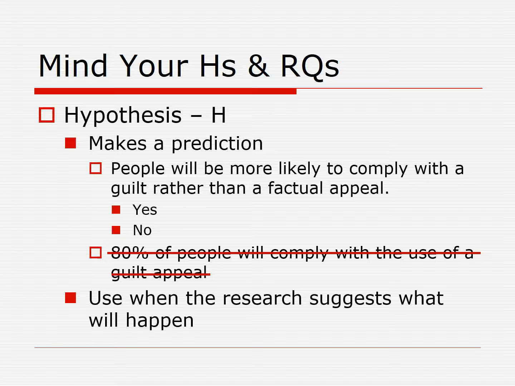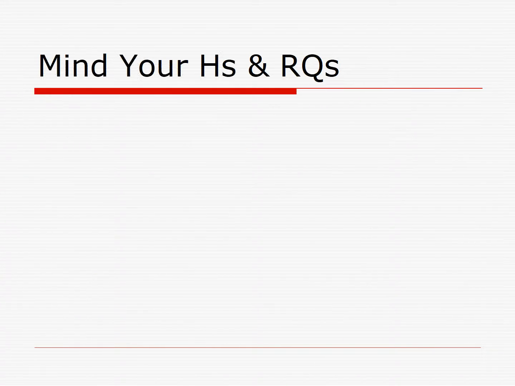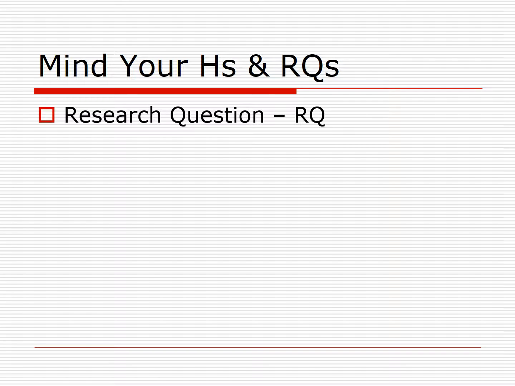Right? So you use a hypothesis when the research tells us, when you can guess from the research what you'll probably find. Or you have a good sense of what is going to be there. You have a hypothesis. By contrast, sometimes we need an RQ, which is a research question. And a research question does just that.